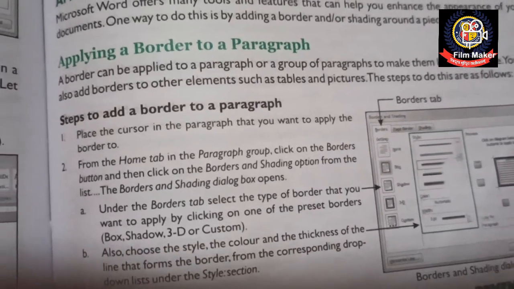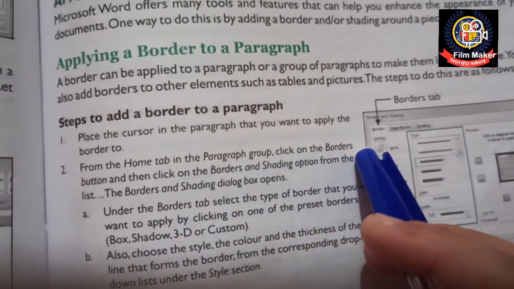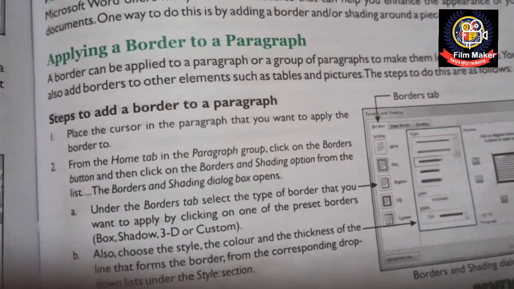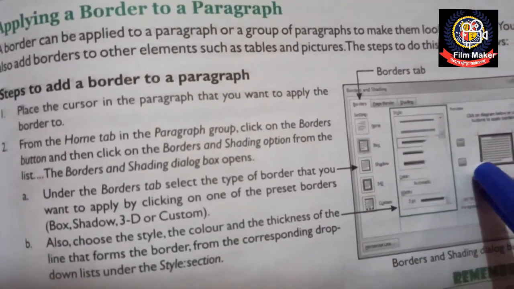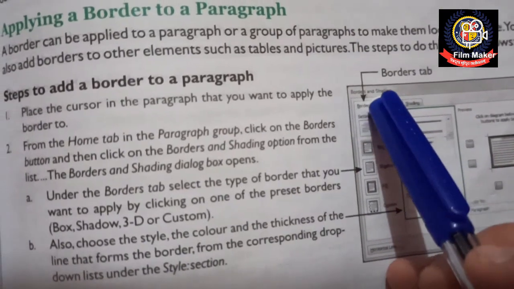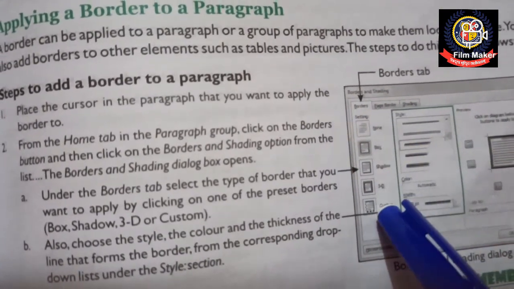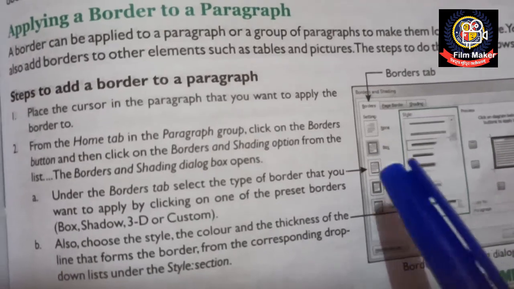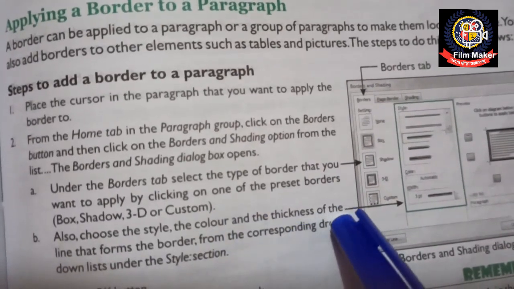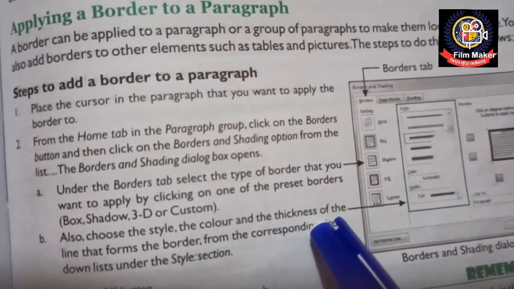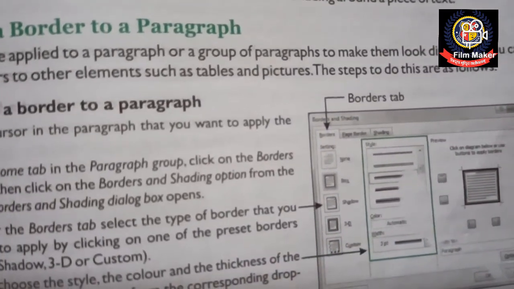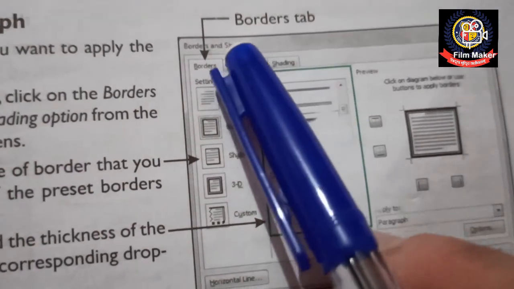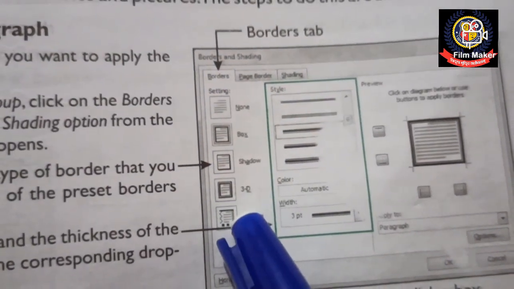Okay, then from the home tab in the paragraph group, click on the borders button and then click on the border and shading option from the list, and this border and shading dialog box will appear. Okay, now under the border tab, select the type of border that you want to apply. Also choose the style and the color and the thickness of the line that forms a border from the corresponding drop down list under the style section. So in the style section, you can see the types of borders, and whatever you want you can select.